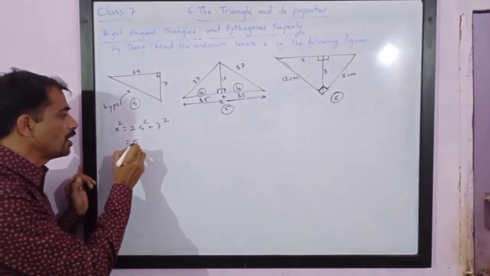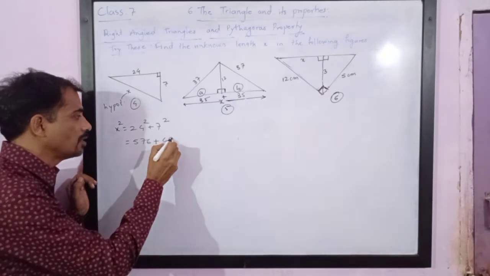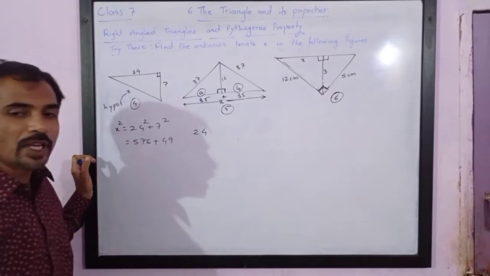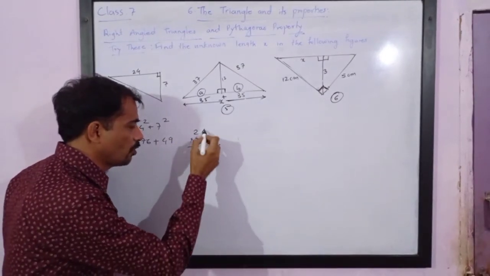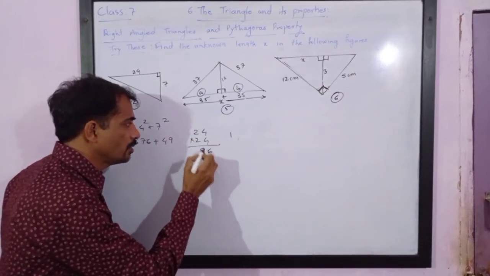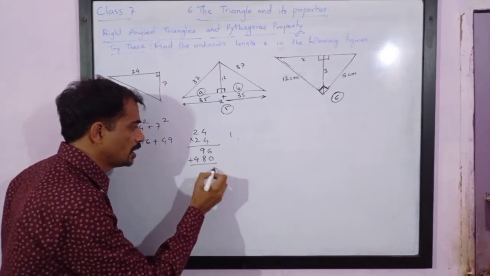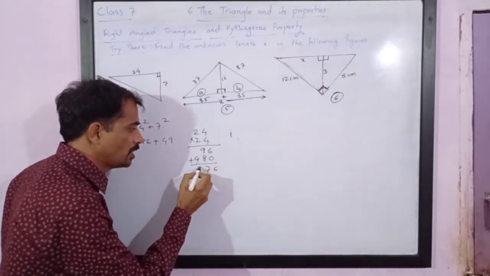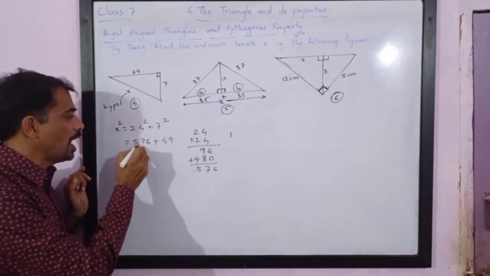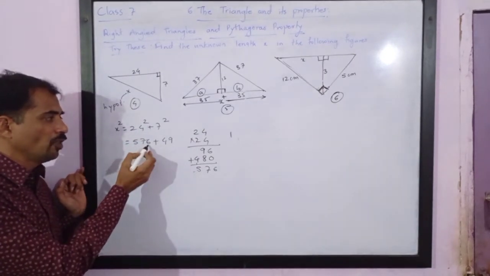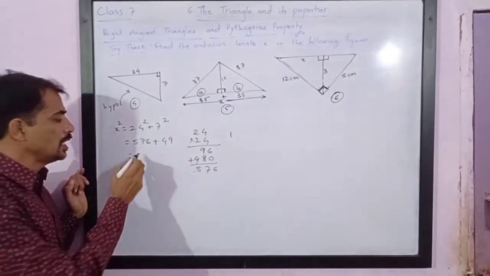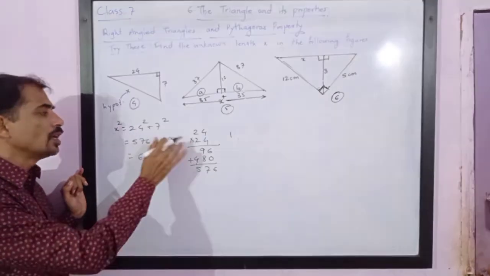Now 24 square is 576 and 7 square is 49. Let us check, in case you have forgotten 24 square: 24 into 24. 4 fours are 16, 1 carries, 4 twos are 8 plus 1 is 9, 2 fours are 8 and 2 twos are 4. So the answer is 576. 24 square is 576 and 7 square is 49. If you add this, watch carefully, if you shift 1 to this side, you will get 575 plus 50. 575 plus 50 is 625. So addition can be done in this way.